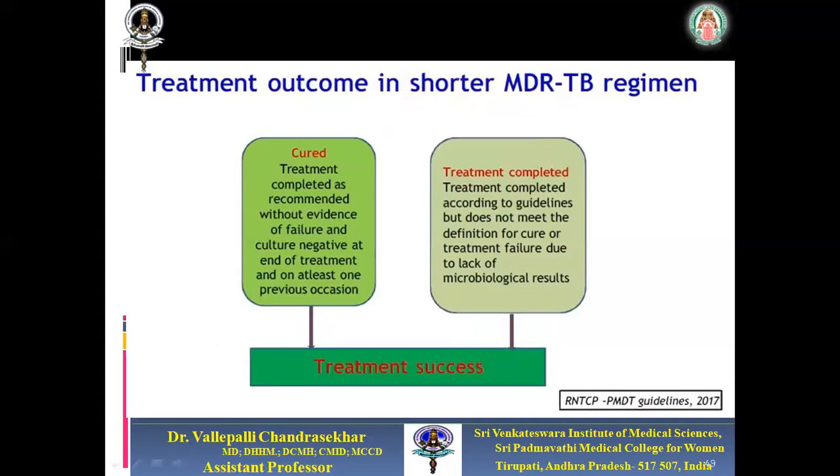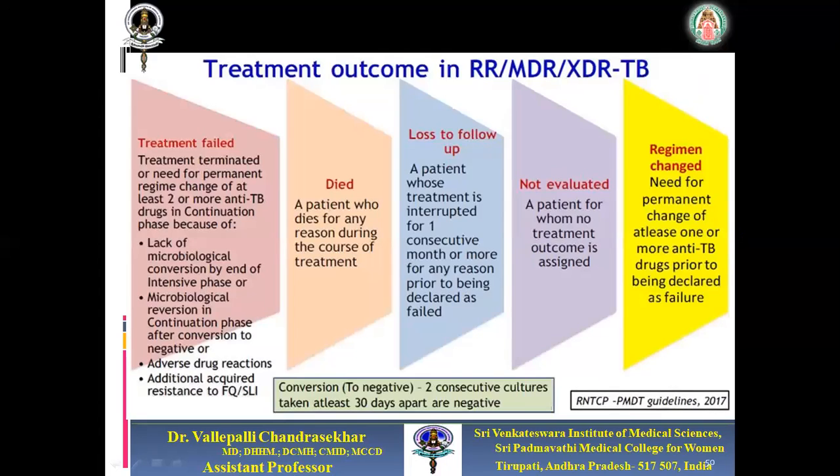So what about in case of shorter MDR TB regimen? Again, cure means treatment completed as recommended without evidence of failure and culture negative at end of treatment and on at least one previous occasion. Treatment completed means treatment completed according to guidelines but does not meet the definition for cure or treatment failure due to lack of microbiological results. So again, these two we can say as treatment success. So this is the treatment outcome in rifampicin resistance or MDR or XDR TB.